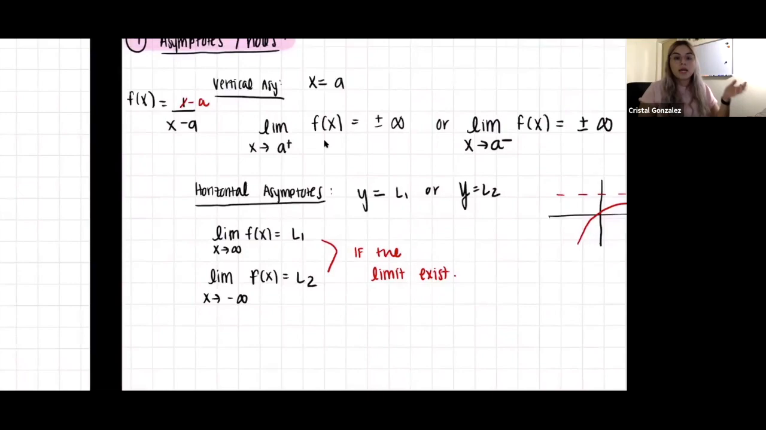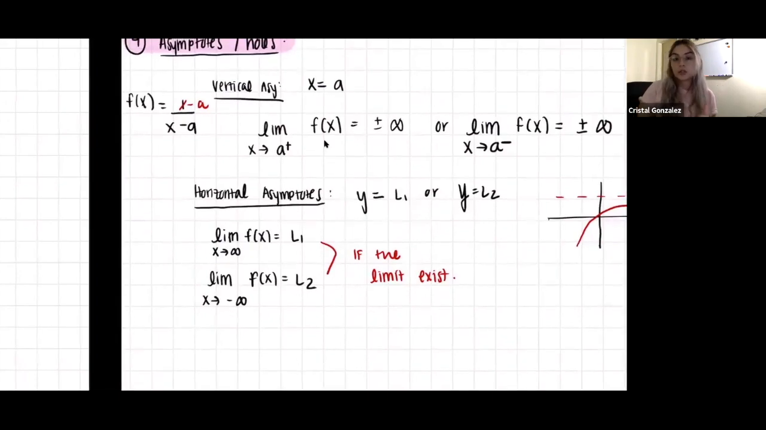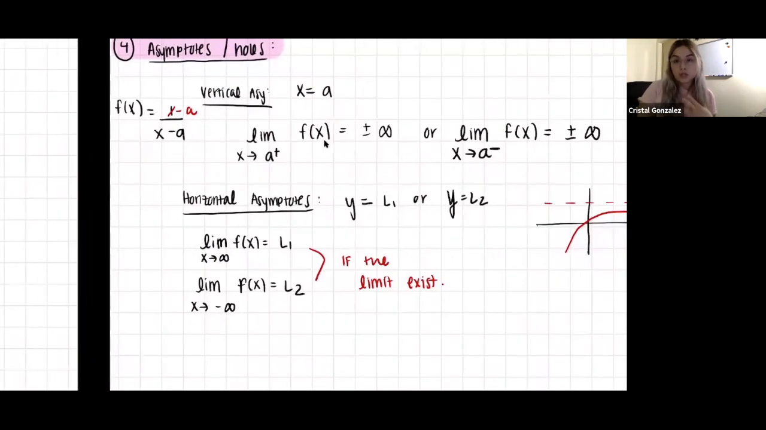So if you take the limit as x approaches infinity and you get a value, let's say L1, or if you take the limit as x approaches negative infinity and you get something like L2, then those are your horizontal asymptotes. If those limits do not exist, then you don't have a horizontal asymptote. So for example, you shouldn't expect a polynomial function, a quadratic function, to have horizontal asymptotes. That's not going to happen for a quadratic function.